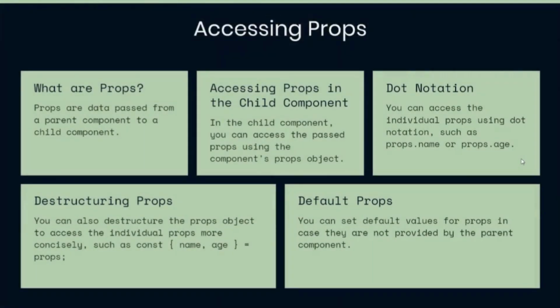So how do you access props? The parent component will pass data to the child component via the props. Inside of the child component, you can access the data in this prop object. You can use the dot notation, so you can have props.name or props.age, props.lastName, and so forth. You can do that directly in the JSX.